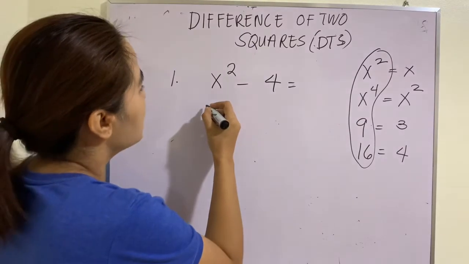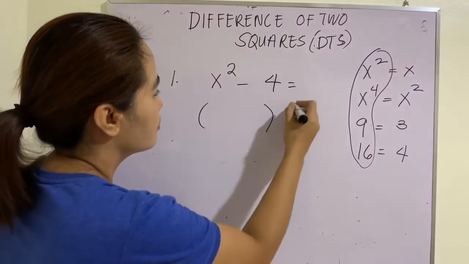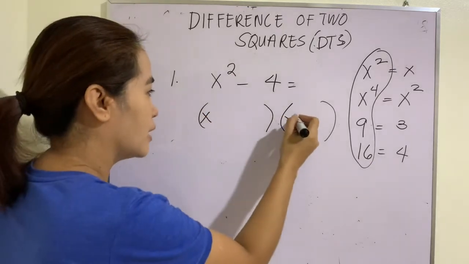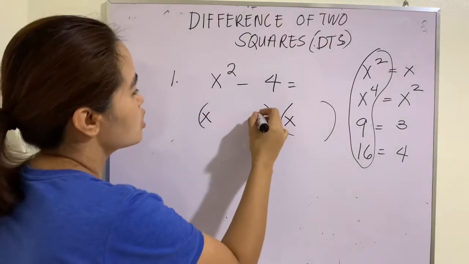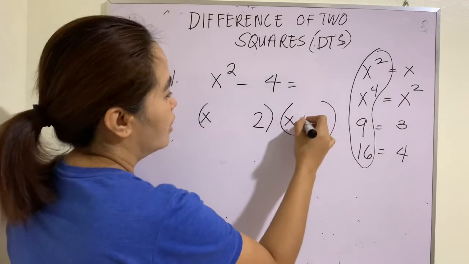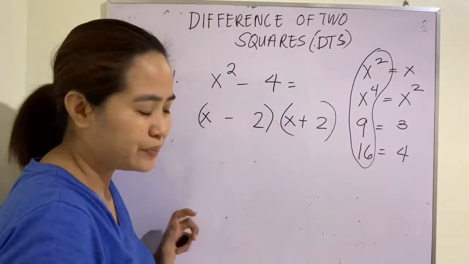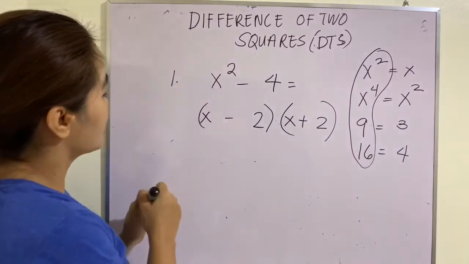We can factor it by simply getting the square root of this, x, and you just copy it here. The square root of this, 2, copy it here. And then one positive and one negative. That's it. Now, what about example number 2?